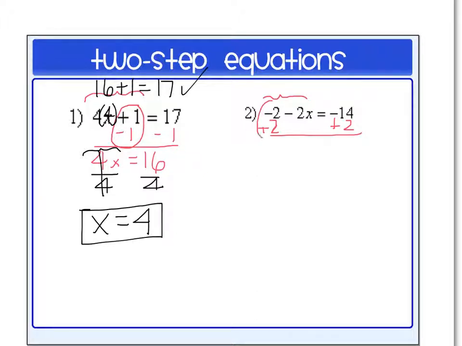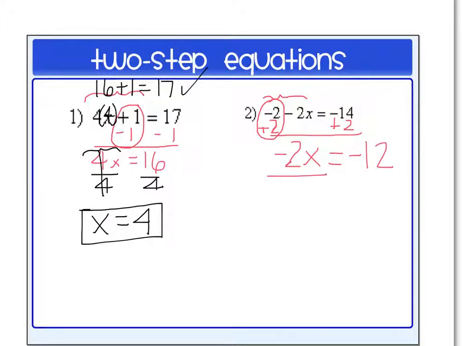The reason I can get rid of these is because the answer is 0. Negative 2 plus 2 is 0. I'm going to bring down what I have left. Don't forget to bring down your negative sign or your answer is going to be the opposite of what it should be. So we have negative 2x equals negative 14 plus 2 is negative 12.